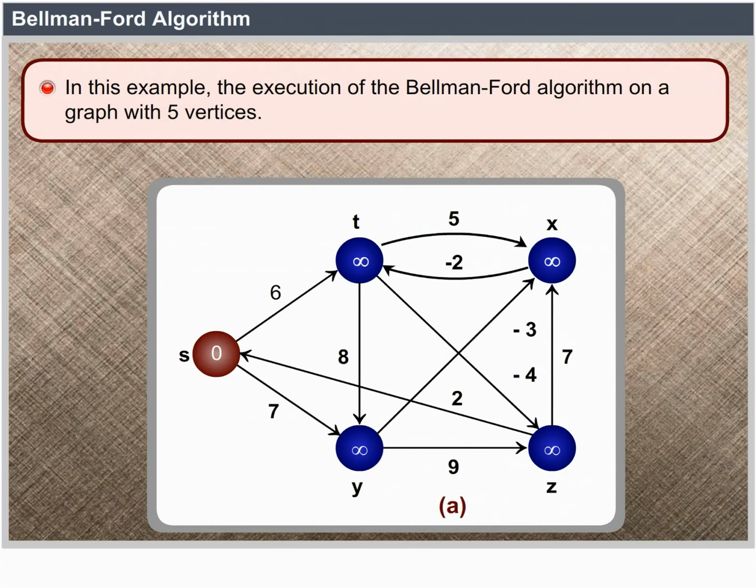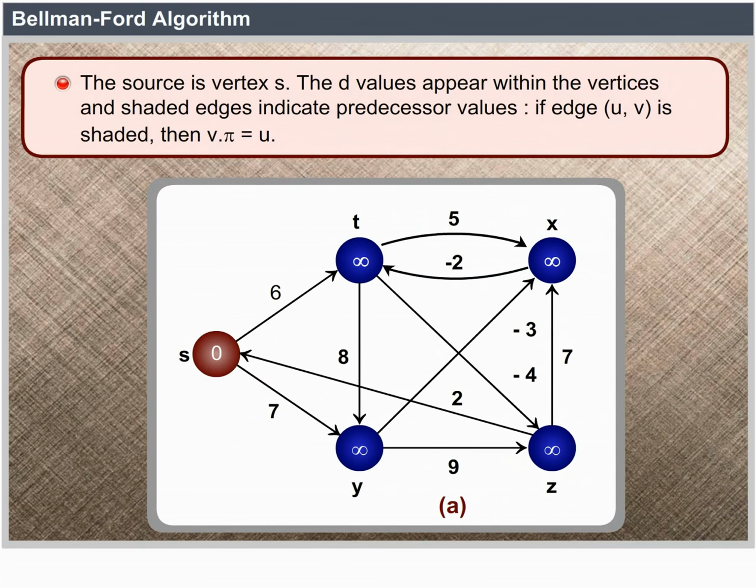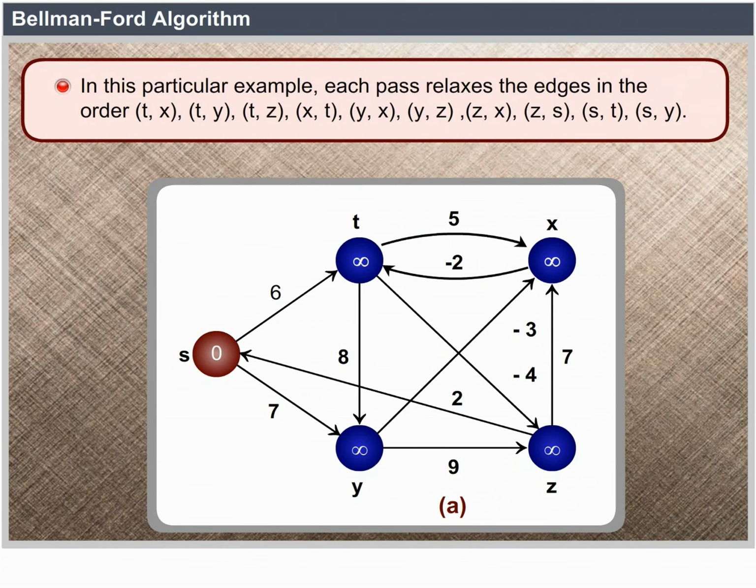In this example, the execution of the Bellman-Ford algorithm on a graph with 5 vertices. The source is vertex s. The d values appear within the vertices and shaded edges indicate predecessor values. If edge (u, v) is shaded, then v.π = u. In this particular example, each pass relaxes the edges in the order (t, x), (t, y), (t, z), (x, t), (y, x), (y, z), (z, x), (z, s), (s, t) and (s, y).